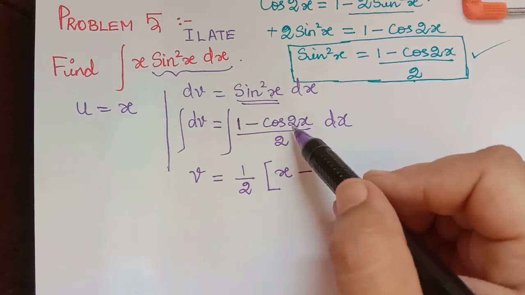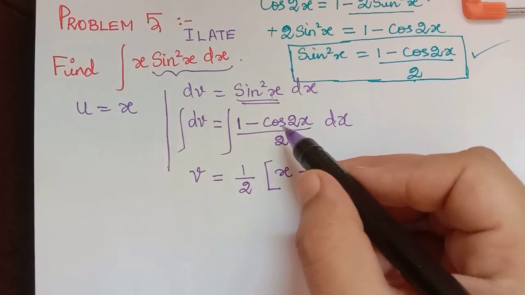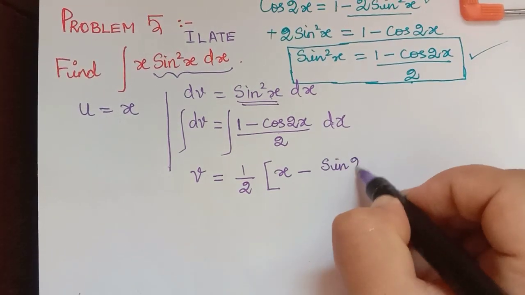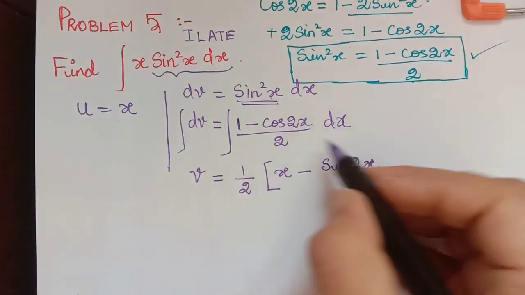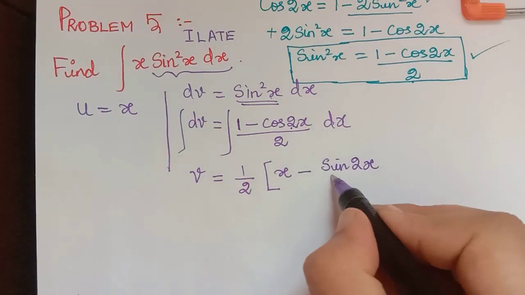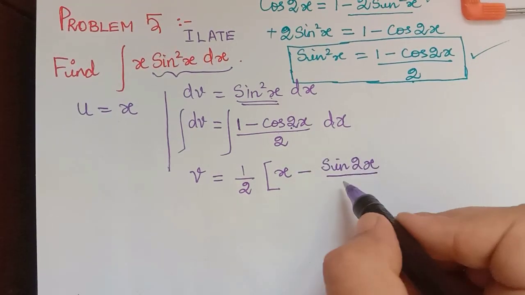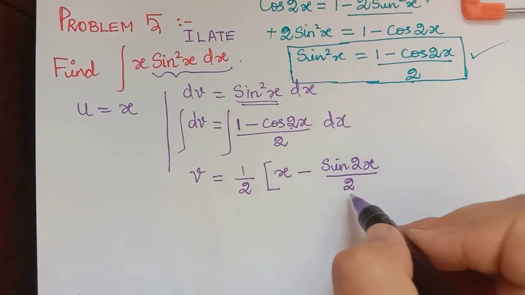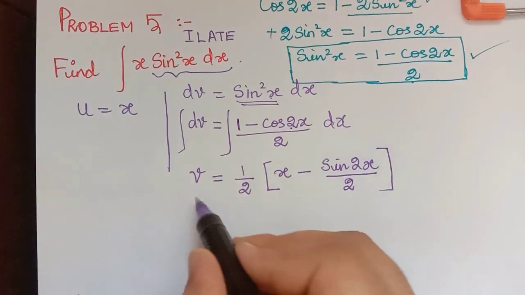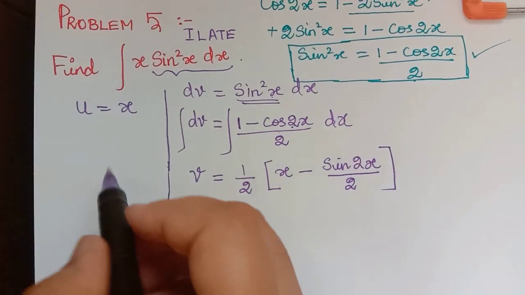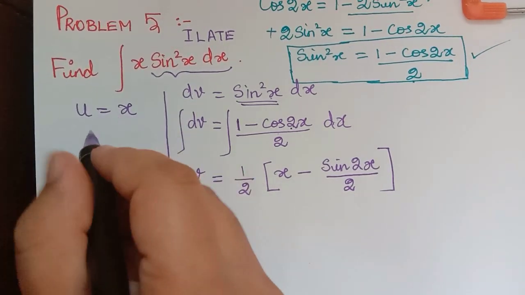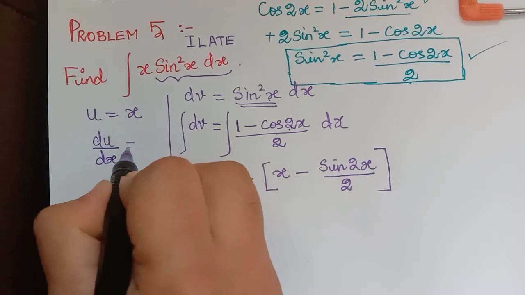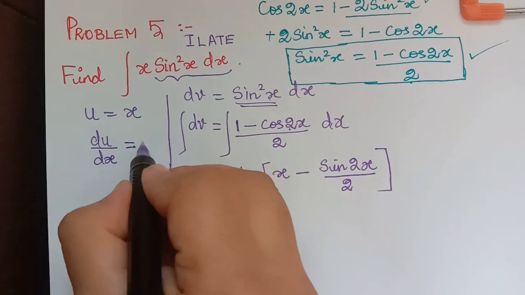What is the integration for cos? It is sine. So when cos 2x is integrated, it will become sine 2x, and this 2 is a constant with x, so that we have to divide for this term. So when we divide this term with the 2, we get x minus sine 2x divided by 2. So this is v. And now here u is equal to x. So du by dx, differentiating with respect to x, we get it to be equal to, differentiation of x is 1.